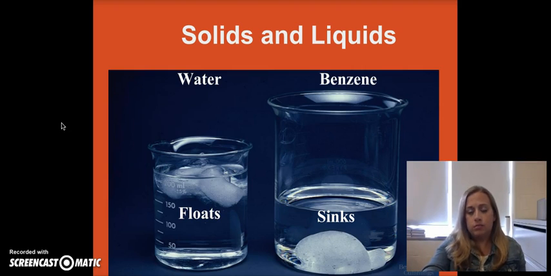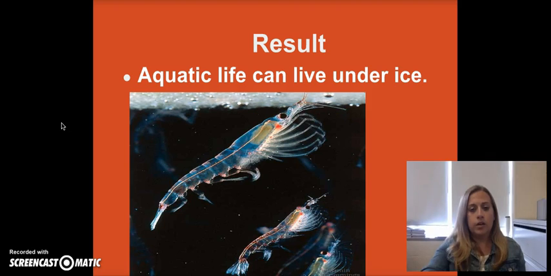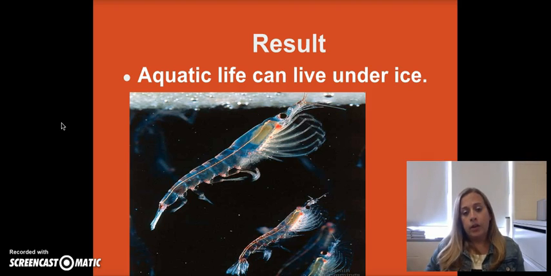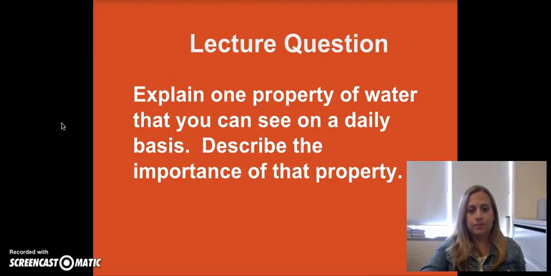It's interesting because with water, ice floats, whereas in a lot of other molecular structures, the solid is going to be very different, and it's going to sink. A really important result of this is that aquatic life can live under ice. If you've got a pond in the winter that freezes over, that ice is going to stay at the top, and so it is possible to have aquatic life survive underneath ice in the winter.